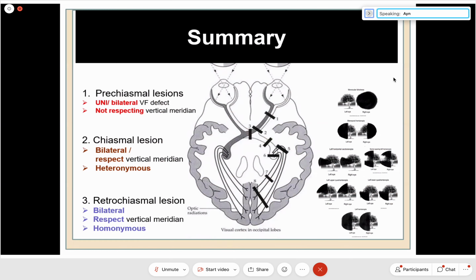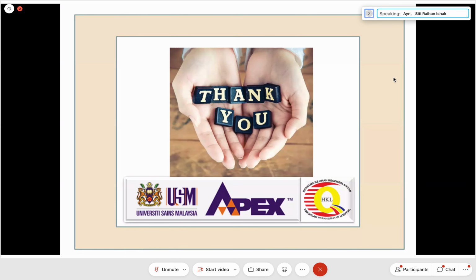As a summary, we can have prechiasm, chiasm, or retrochiasm lesion. For prechiasm, it can be unilateral, but when it reaches the junctional area, it can be bilateral involvement. For chiasm, it is commonly bilateral, but it is heteronymous, not mirror image. For retrochiasm, it is bilateral, homonymous, respects the vertical meridian, which can be incongruous or congruous. Okay, I think that's all for now. Thank you very much.